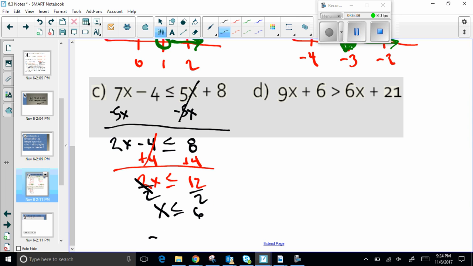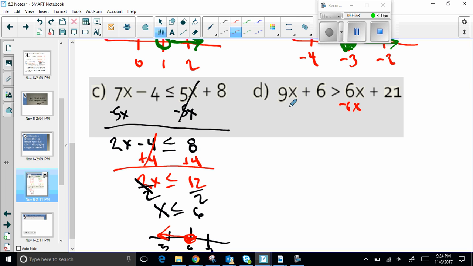If I make my number line, I've got a 6, I've got a 7, and I've got a 5. I'm going to circle and fill in on my 6, and I got to go less than, so I'm going to go that way. All right, one more on this slide, where I've got variables on both sides.